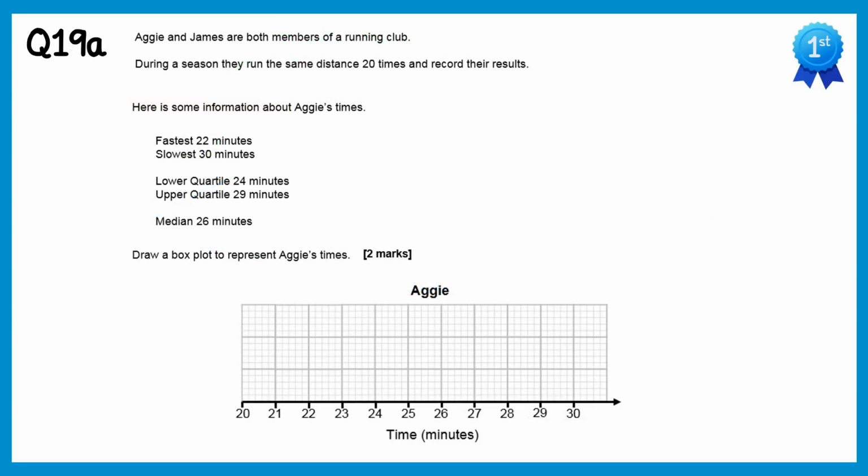To draw this box plot, we'll start with the fastest and slowest times. So draw a vertical line at 22 and 30 minutes. We then move on to the quartiles, so draw a line at 24 and 29 minutes, and then if you connect up the quartiles, you'll form your box. You can connect the box to the greatest and least values, like this. And then finally, the median was 26 minutes, so draw a vertical line at 26 minutes.